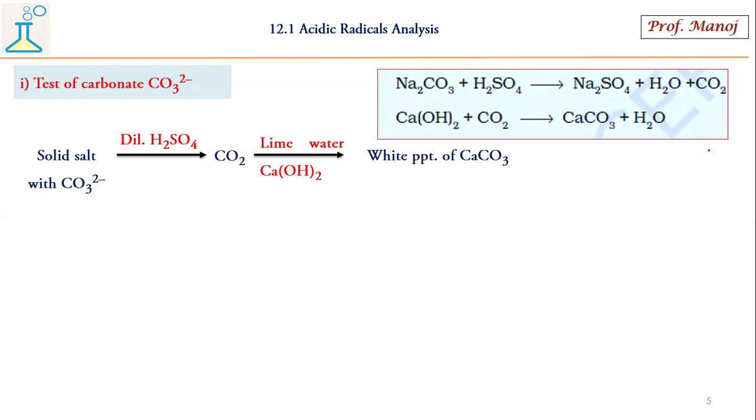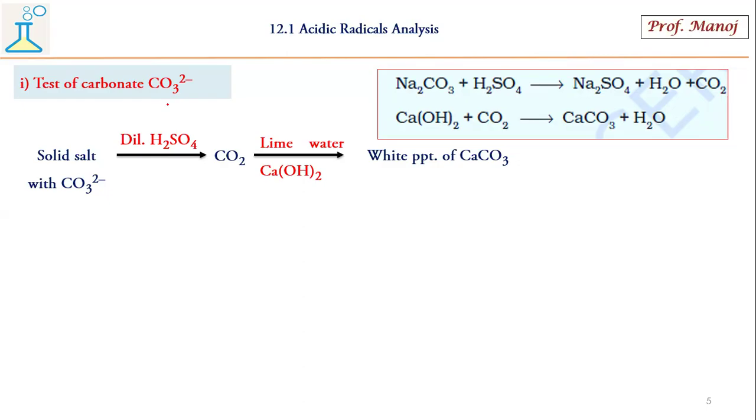Either they may ask you directly a reaction set, or they will just give you the test: white PPT is obtained, carbon dioxide is evolved, find out which is the radical present here. So most of the time you will get a test mentioned, and from the test you need to identify the radical. Let us continue ahead.